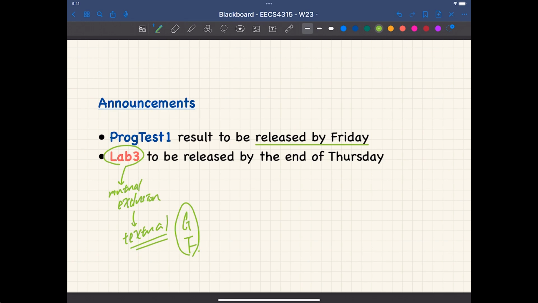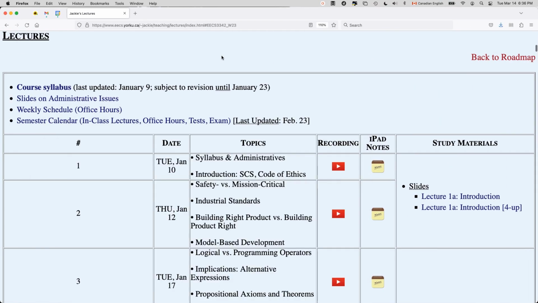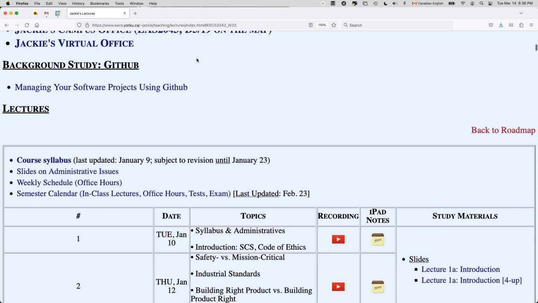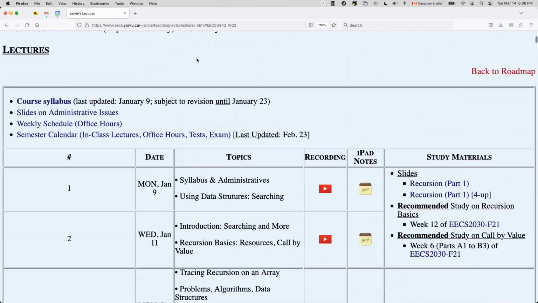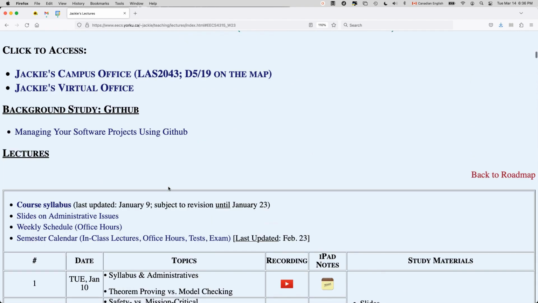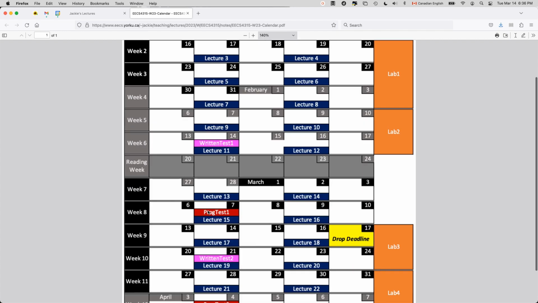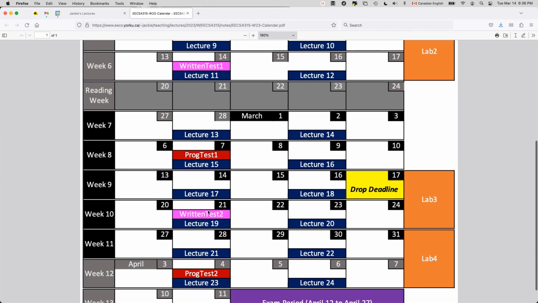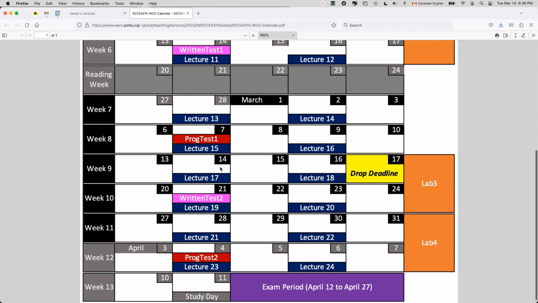All right, and then, one thing that's also very important, I even forgot to mention here, your written test number 2, right? If you look at the semester calendar, let's look at that quickly. Yeah, it's going to be Tuesday, that's correct. We're here on the 14th, and then it will be next Tuesday. We're going to do very similar to what we did last time.